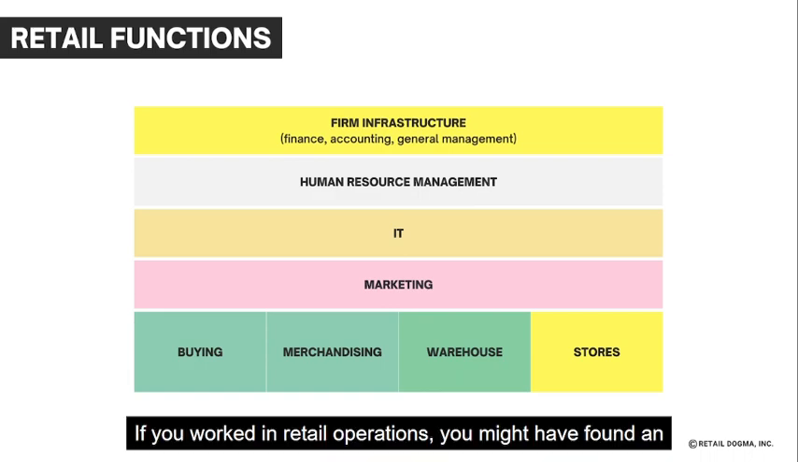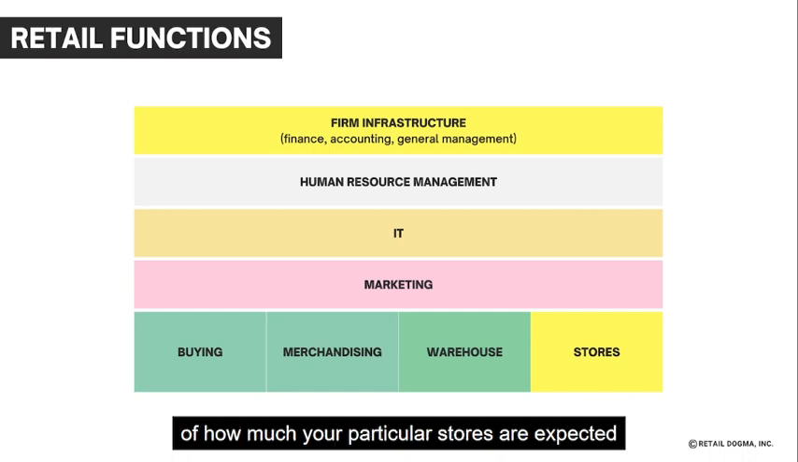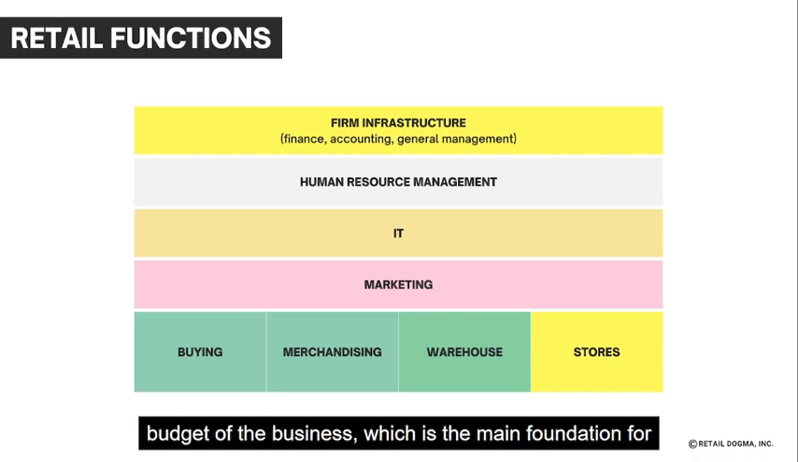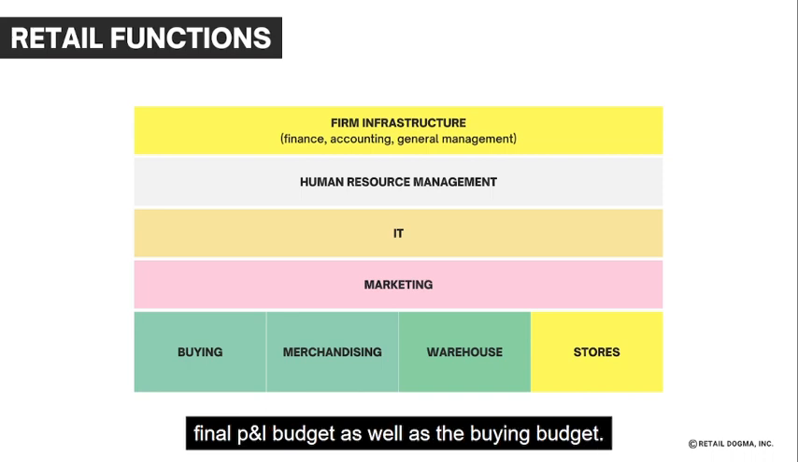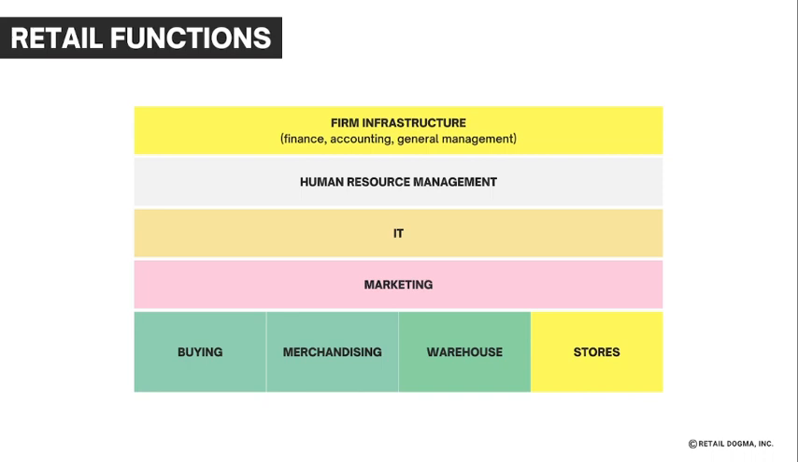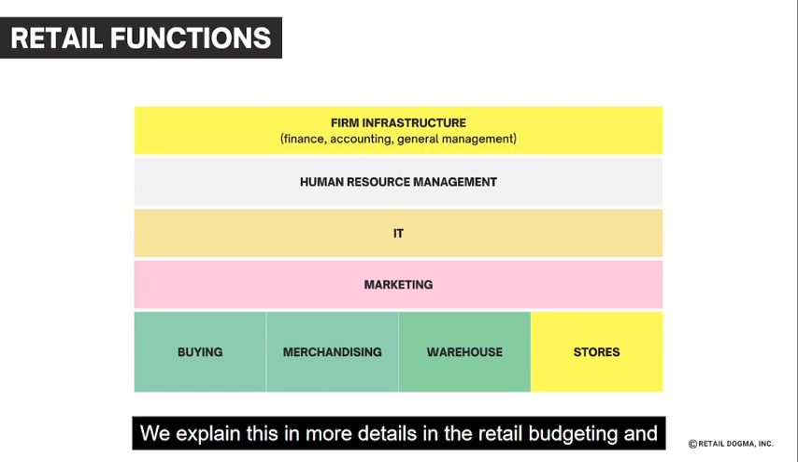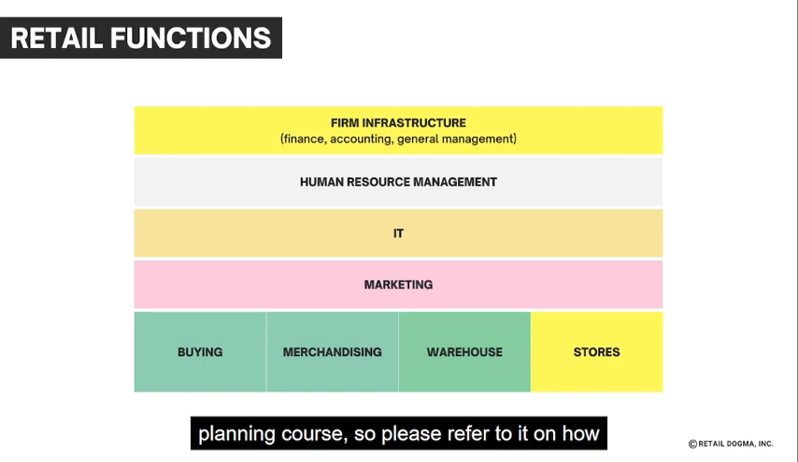If you've worked in retail operations, you might have found an assignment coming to you asking you to submit a forecast of how much your particular stores are expected to make for the next period, for example, next year. This is used as an input to create the final sales budget of the business, which is the main foundation for all the other budgets, including the final P&L budget as well as the buying budget. We explain this in more details in the Retail Budgeting and Planning course, so please refer to it on how to create such budget.